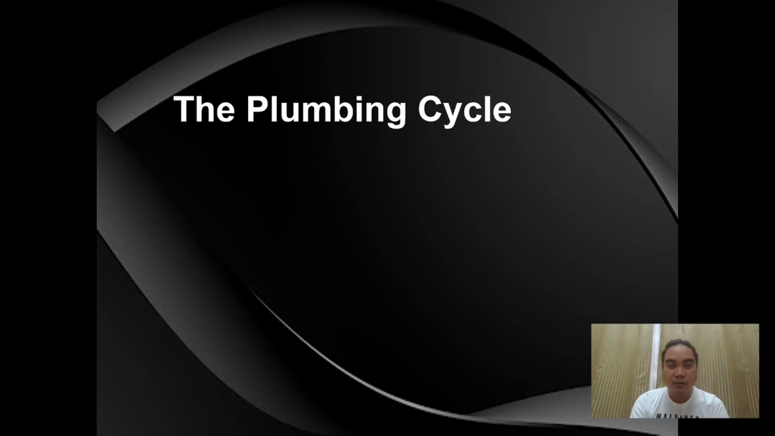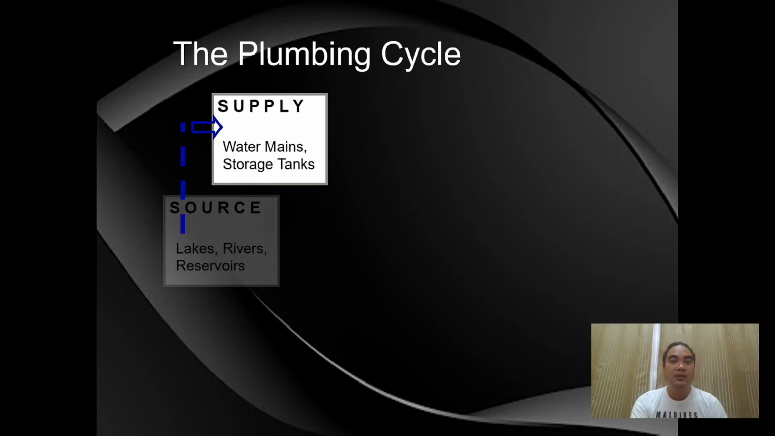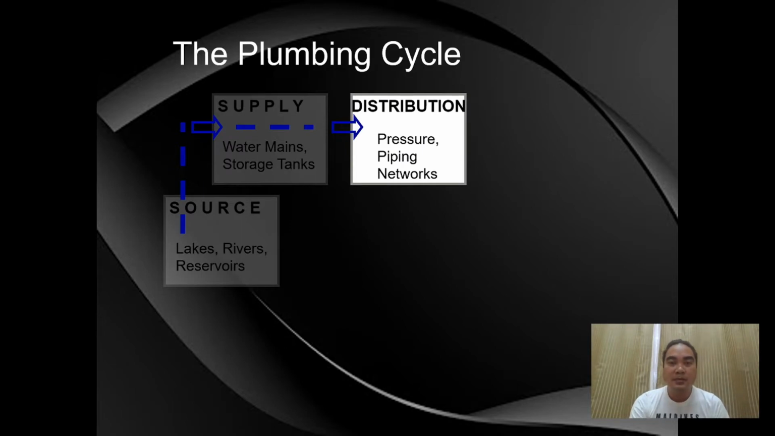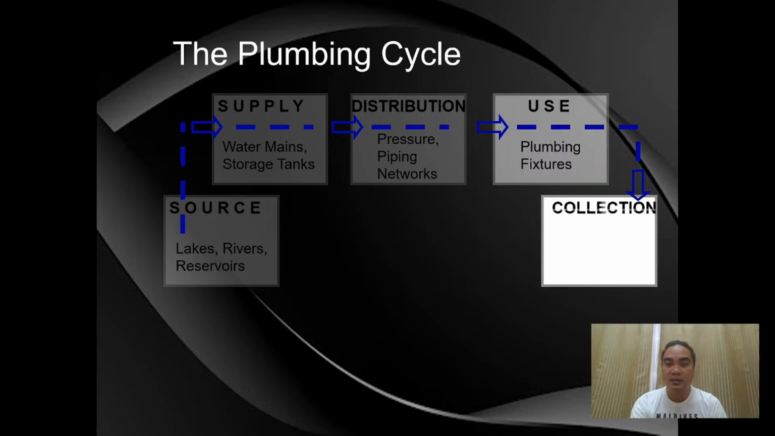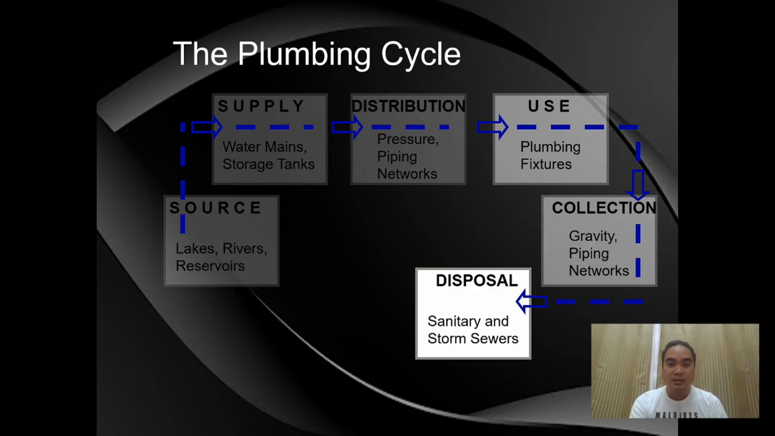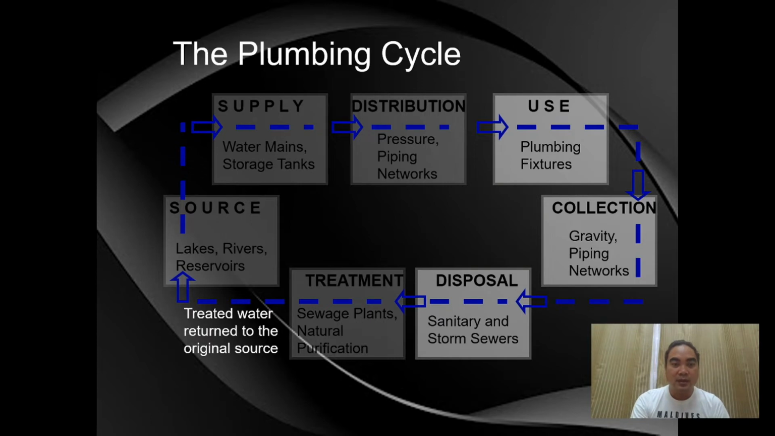The plumbing cycle. For example, source of water natin: lakes, river, reservoir, and then it will go to water supply, water main, storage tank. After that, distribution, pressure, piping networks, then next, use for plumbing fixtures. Pag nagamit na siya, collection, gravity piping networks, kukolekta na natin siya, and then disposal, sanitary and storm sewer. After nun, treatment, may mga places na may sewage plant, natural purification, and then pabalik na naman tayo dun sa lake and river. So yan yung plumbing cycle. Treated water returned to the original source.